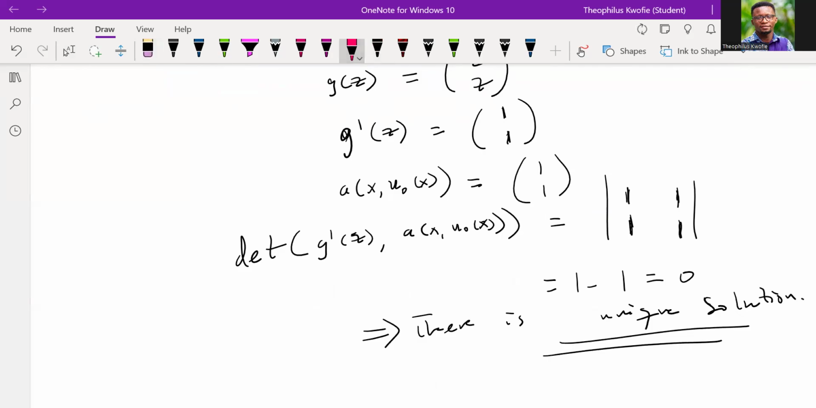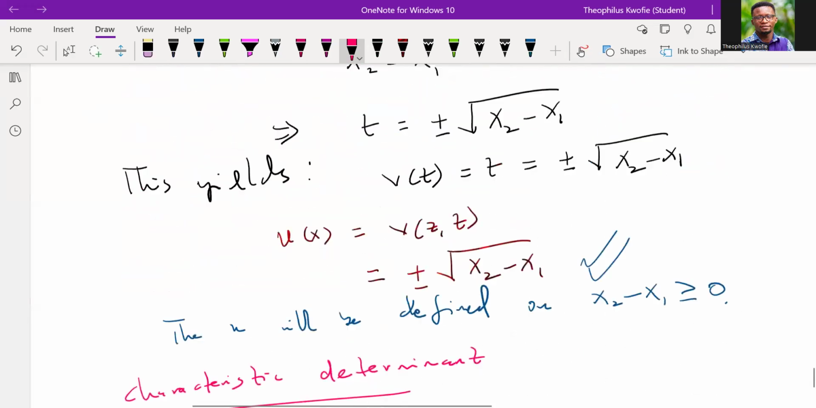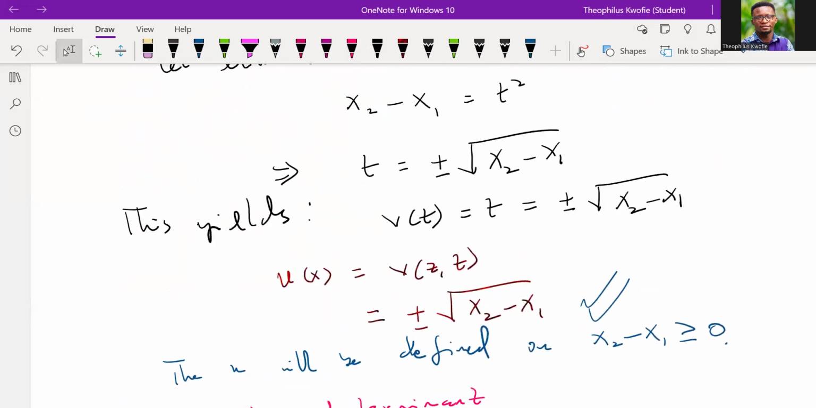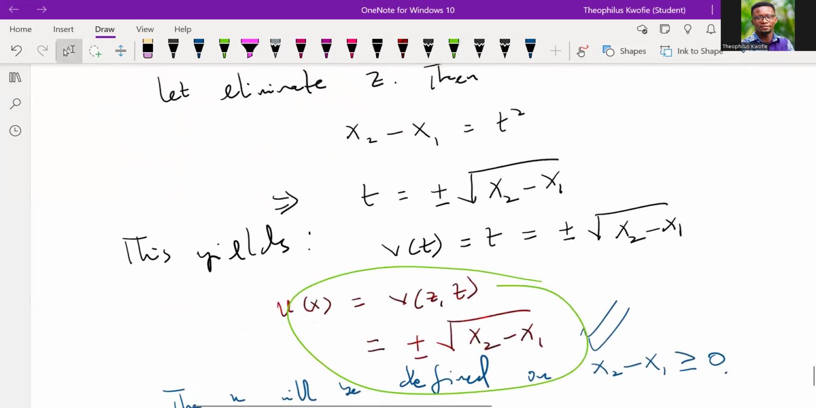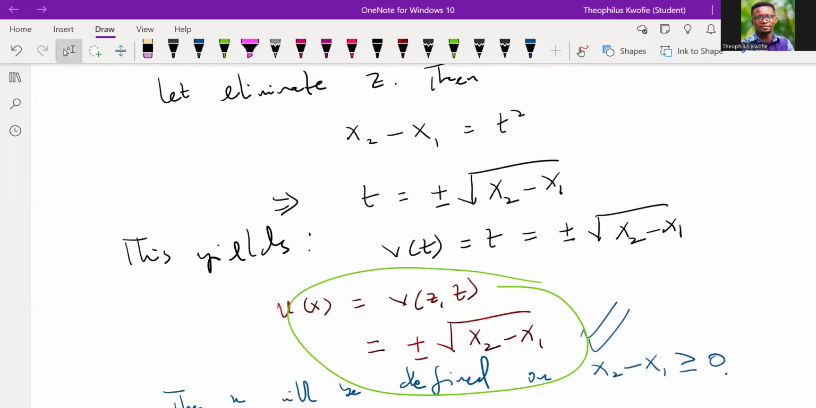So anytime your characteristic determinant is zero, it just implies that there's no unique solution to the given PDE. And that explains why we have two solutions over here, plus or minus root of x2 minus x1. So let's take note of that. In our subsequent problems, we would tackle one or two more examples before we jump into other stuff.